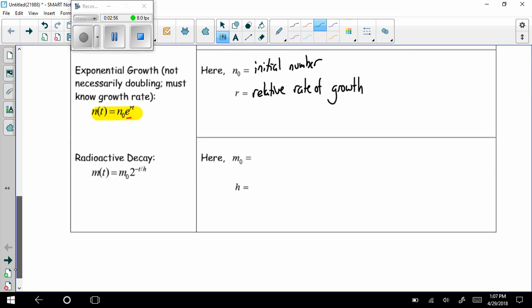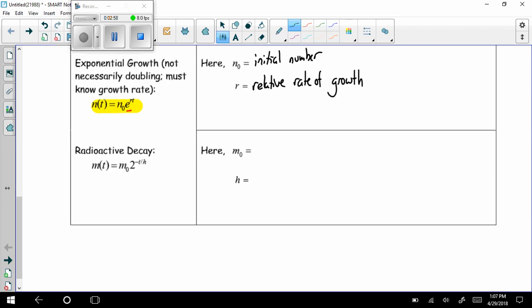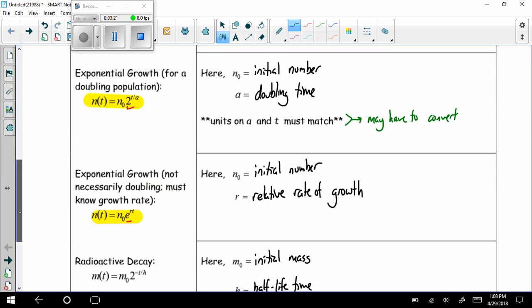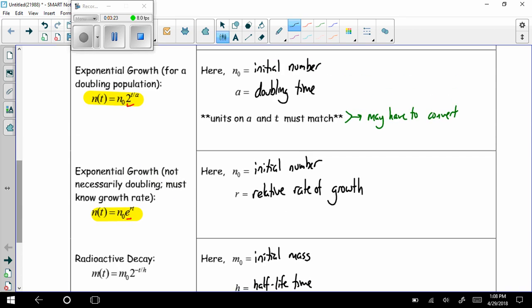Last but not least, radioactive decay. M sub 0 is going to be your initial mass, or more specifically, your mass at time 0. That's why it's called initial. And your h is your half-life time. And this is going to be affected by whatever element you're dealing with and whatever isotope of the element that you're looking at. So these are 3 that you're going to see consistently. These are 3 that I'm going to give to you on your test. So be familiar with each one of these.